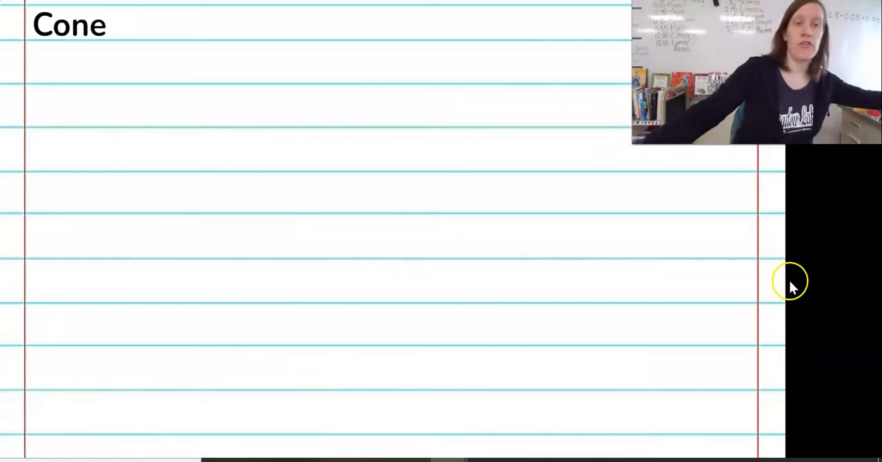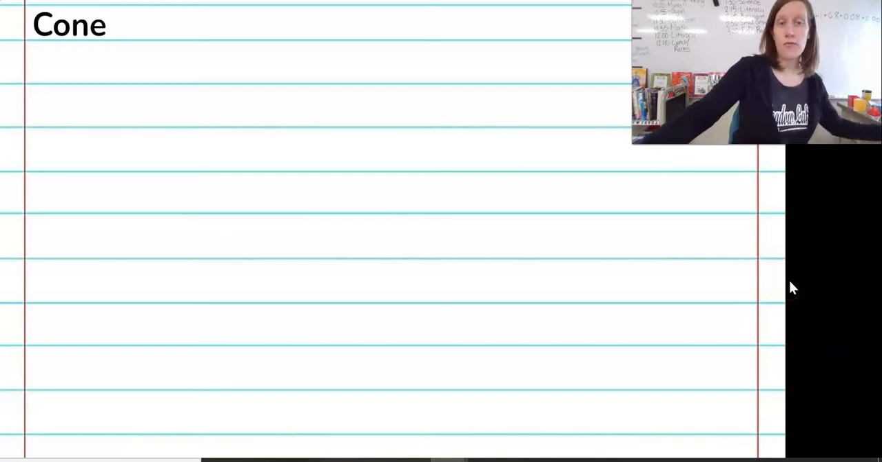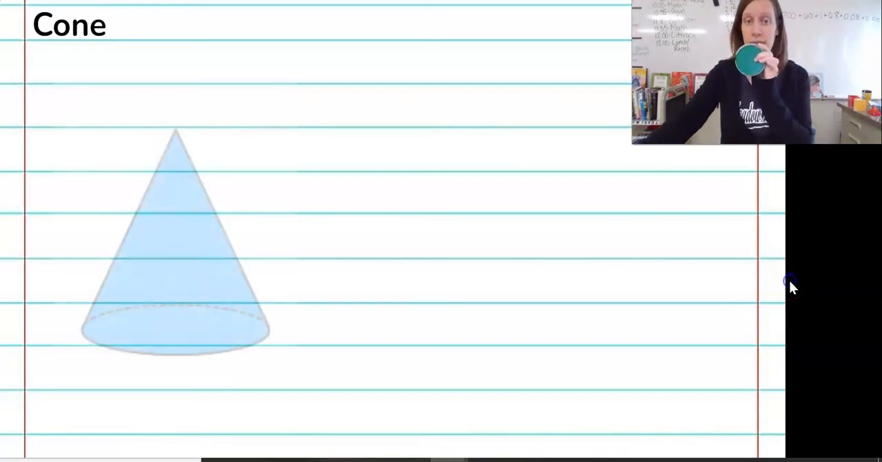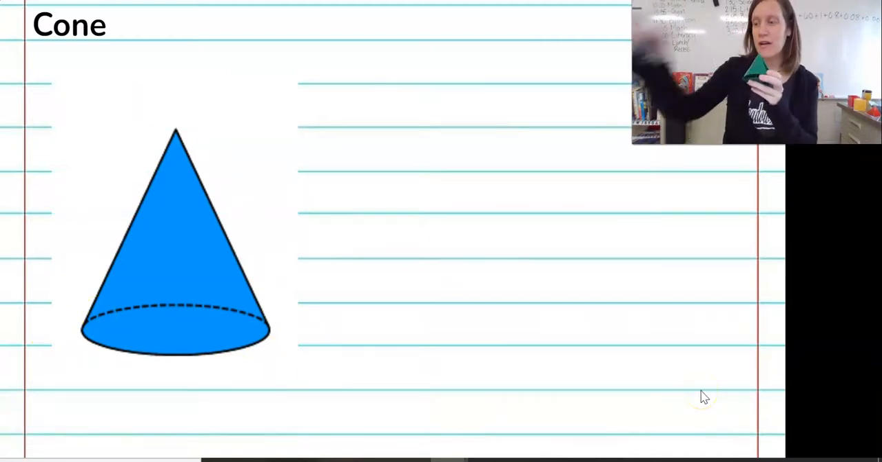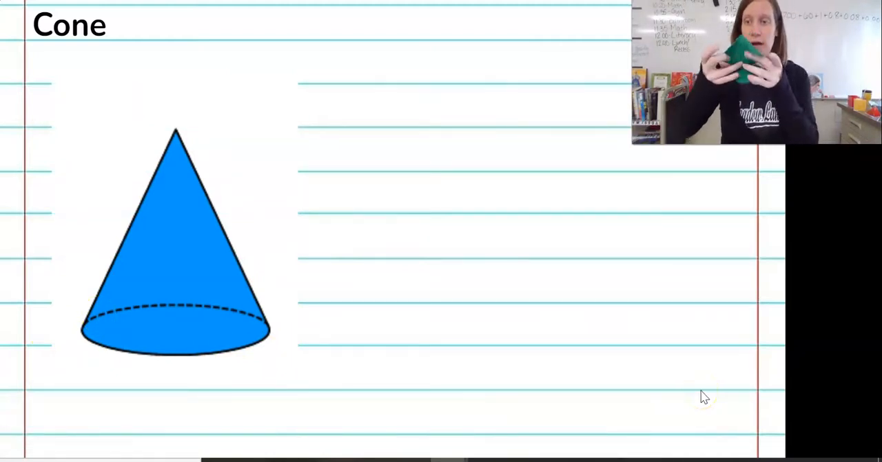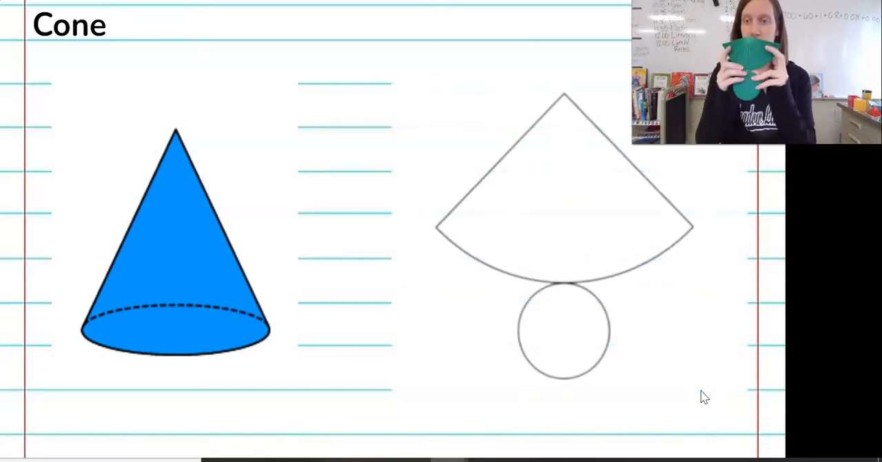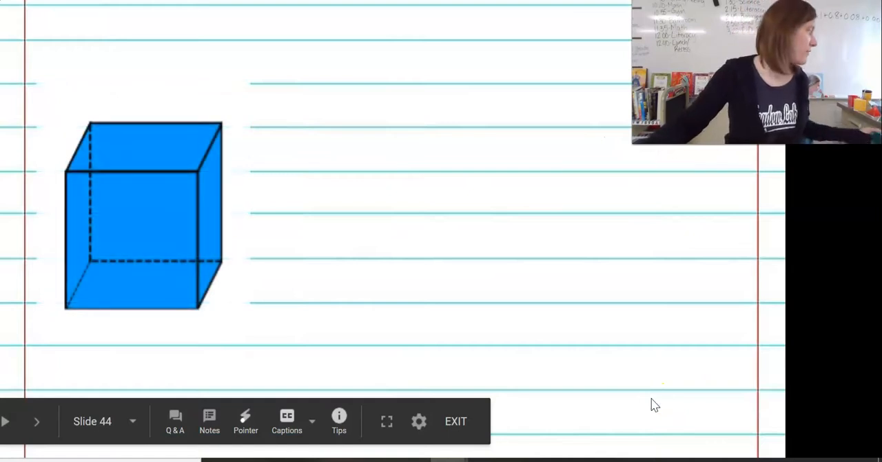Then we have the cone that we just talked about. So the cone, remember, has a circular base. So I'm going to see that circle right here. And then if I unfold this, I'm going to need another surface that would wrap around that circle. So it looks like this. You can see it in the picture too. A semicircle, and then our circular base to wrap around. So then we have this shape.